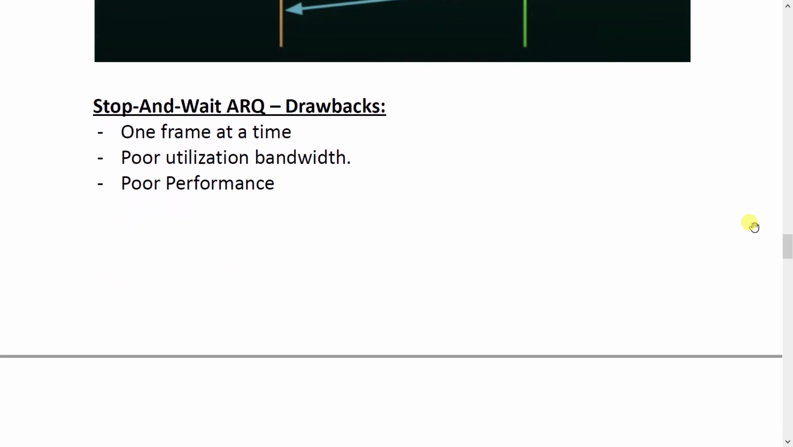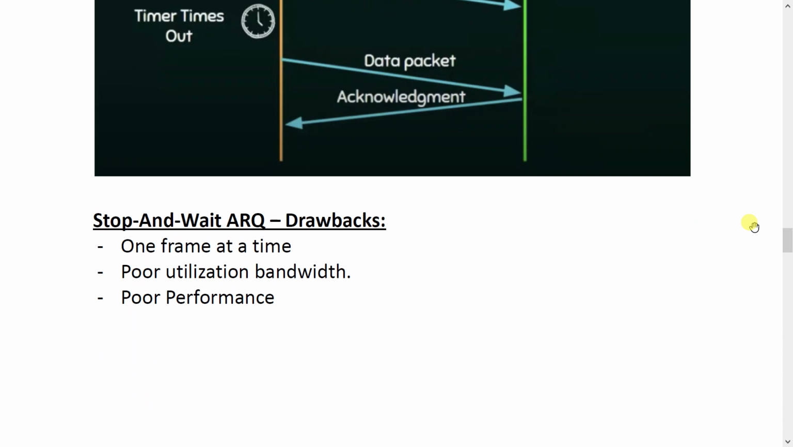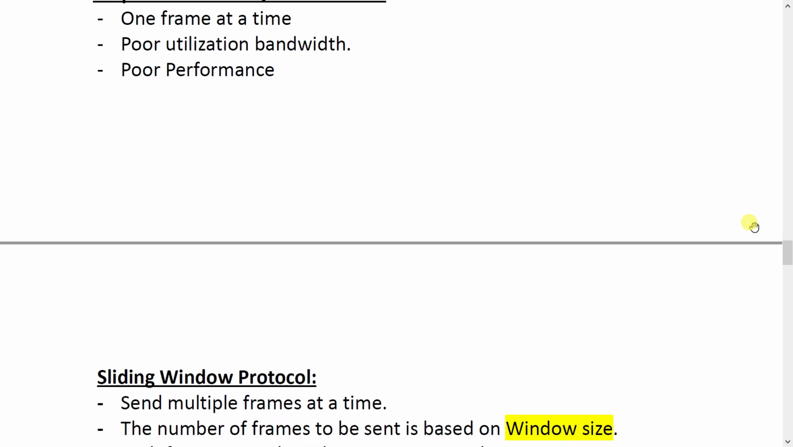Now, although this protocol helped improve the performance somewhat compared to stop and wait, it still has some problems and drawbacks. The first problem is that this protocol sends one frame at a time, and therefore this results in poor utilization of the bandwidth and accordingly poor performance. Your throughput is very little because you just send one frame at a time. You are not utilizing the bandwidth efficiently because there are time instances where you are not sending anything. The channel is idle, not used, and this decreases your throughput.